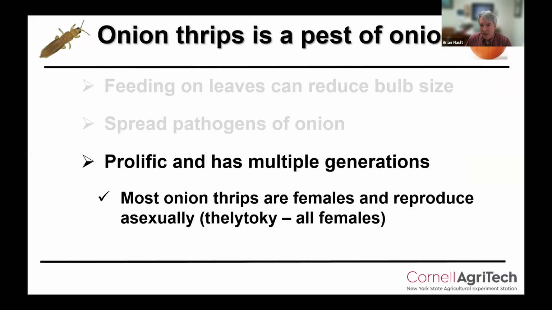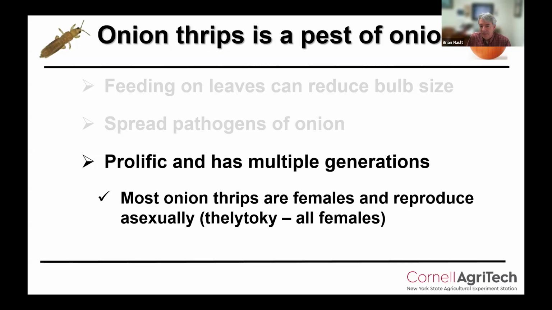A third reason why onion thrips is such an important pest of onion is that it's prolific and has multiple generations. Now, here's some trivia that many of you may not know. Most onion thrips are all females, and they reproduce asexually through a form of parthenogenesis called thelytoky. So basically, these females don't need a male to mate, which is a lot faster, right? You don't have to find that male. And all of their eggs that they lay become females. And that's called thelytoky. So that's a pretty big evolutionary advantage for this insect because they don't need to find a mate.